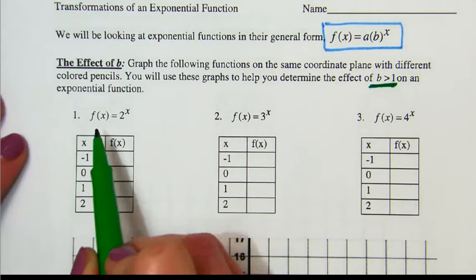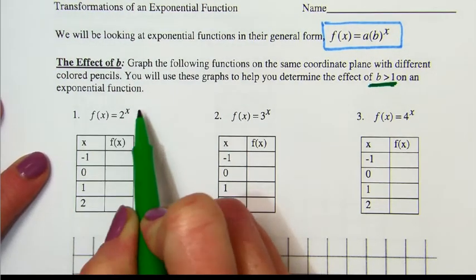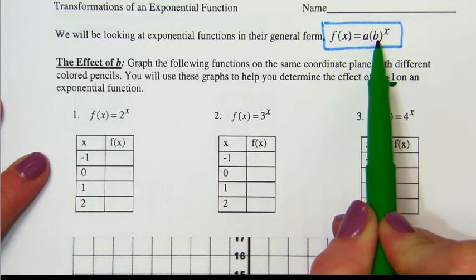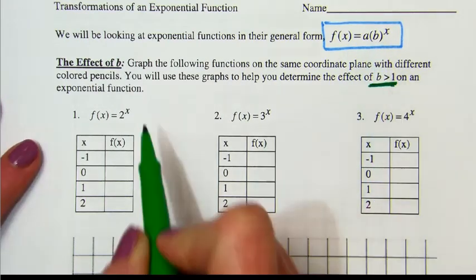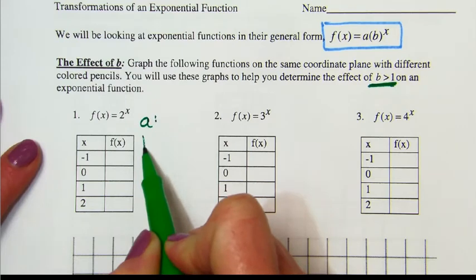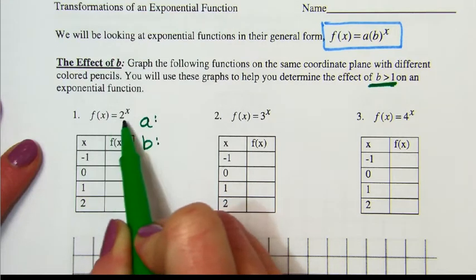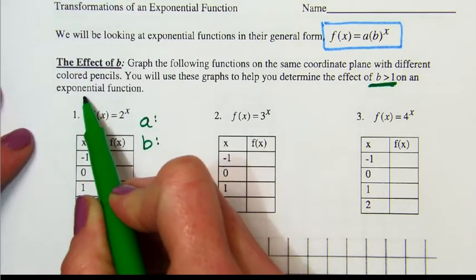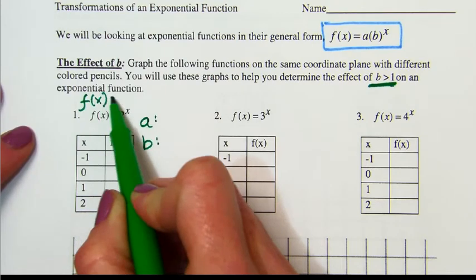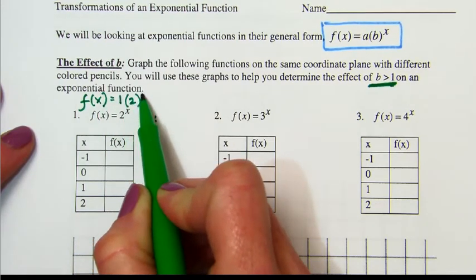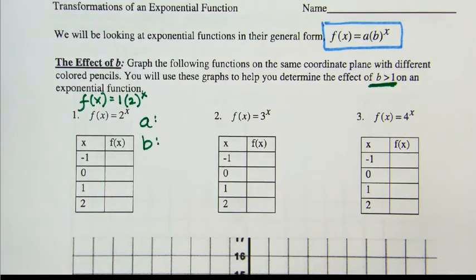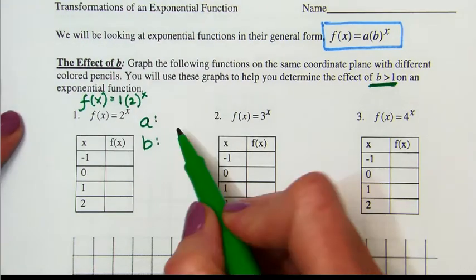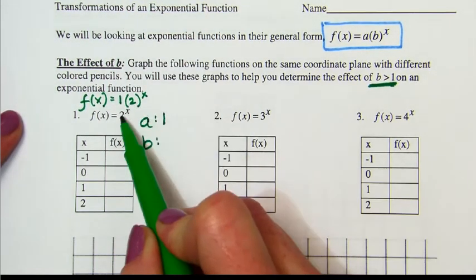So in number 1, we're first going to identify each part of this format. We're going to identify the a and the b. Now, we don't see any number being multiplied by the b here. So if we don't see a number being multiplied, it's always a 1, right? So really what this equation is, is 1 times 2 to the x power. Keep in mind that even though we don't see the a, that doesn't mean there isn't one. So our a is 1, and in this case, our b is a 2.